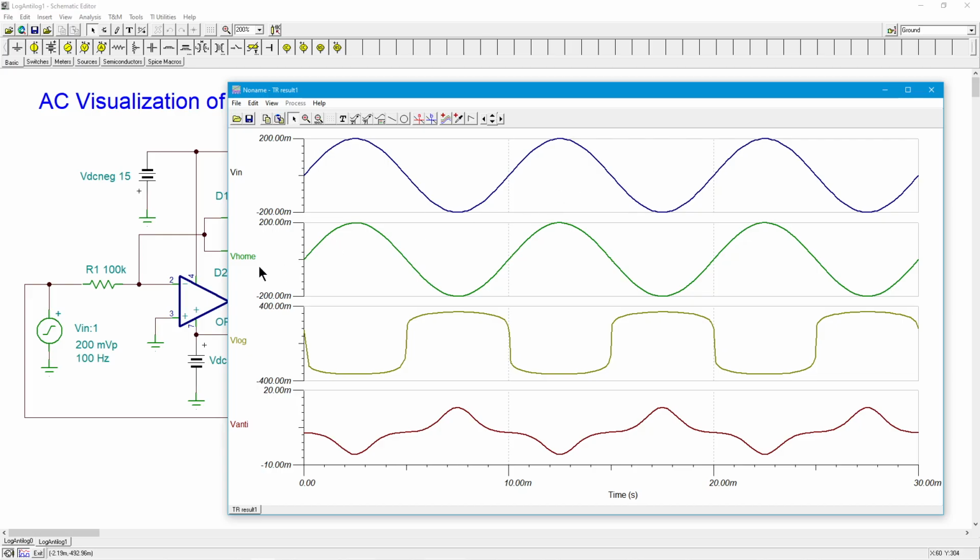Nice sine wave. Here's home. Remember, this is taking the log and then the anti-log, so it should look exactly like this. And then I've got my log output and my anti-log output. Now, yes, they are flipped. Just ignore that for a second, the phase being reversed. But look what's happening, right? So here's your log. It's compressive.